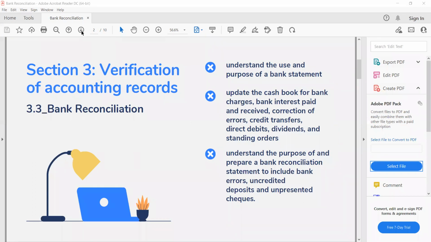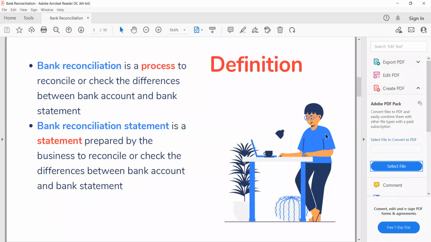Okay, the next slide. Let's go through some definitions about the banking system. Bank reconciliation is a process to reconcile or check the differences between the bank account and the bank statement. This is an action or process. Bank reconciliation statement is a statement prepared by the business to reconcile or check the differences between the bank account and the bank statement.